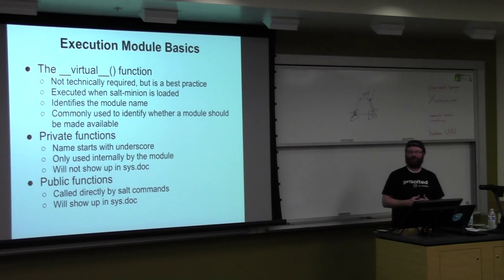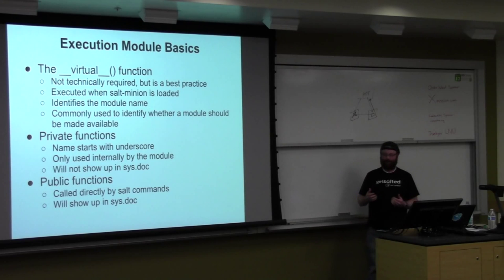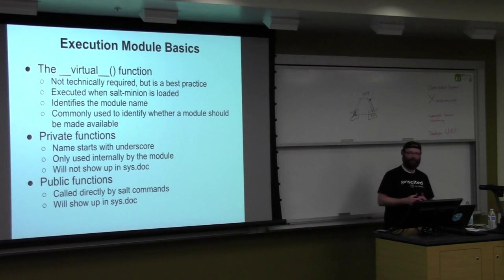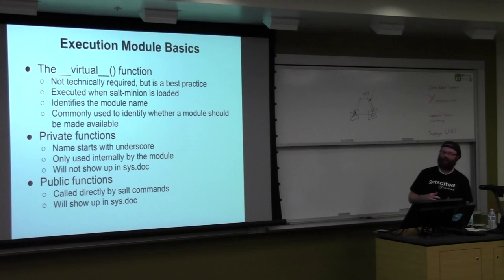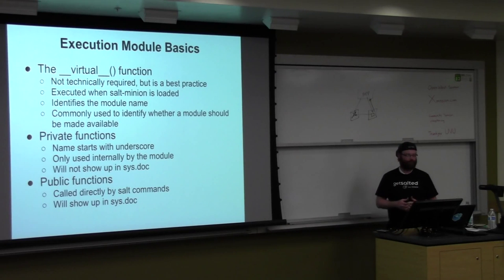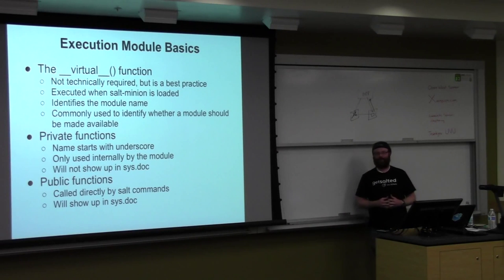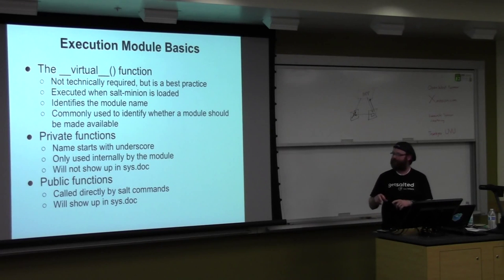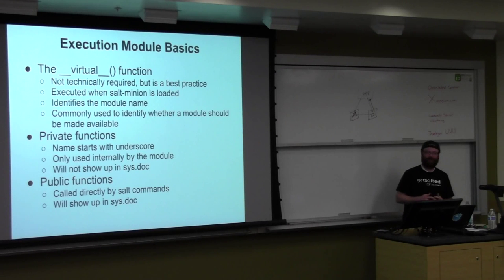So in this case, we use it to say, okay, if I have RPM installed on this system, then the RPM module will return a package name. If I have aptitude installed on the system, then we return package from the aptitude module. Private functions. These are things that start with an underscore. They're not made publicly available. If you try to run them from the salt command line, it's not going to work. It's going to tell you that the function is not available.